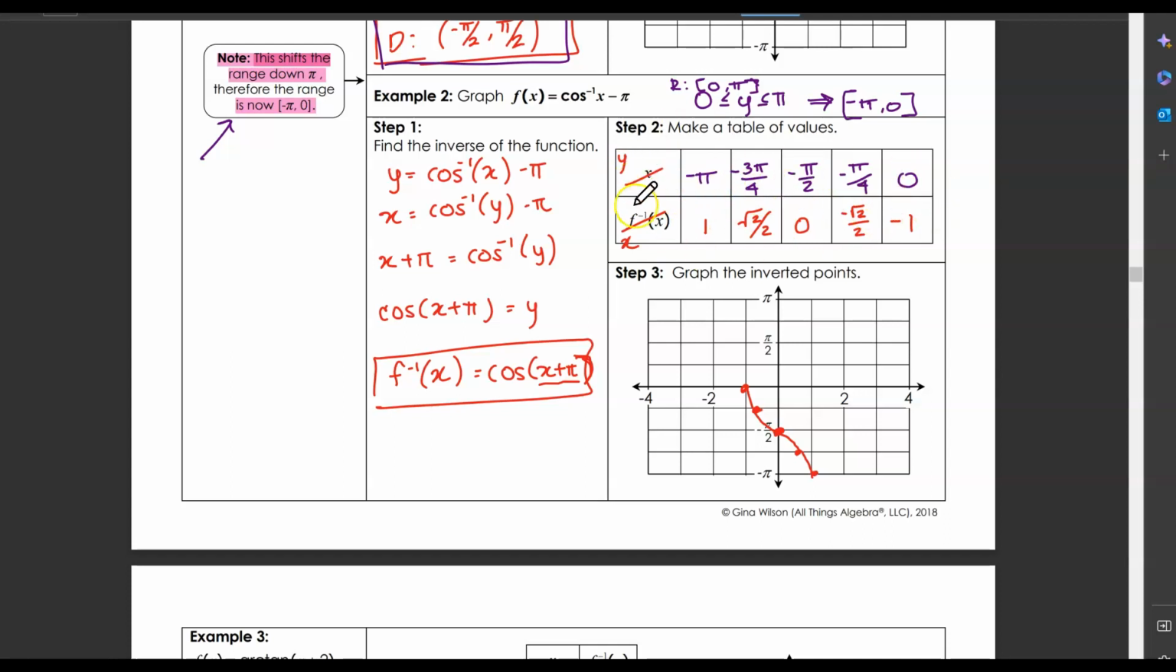Now to graph it, remember, we're going to swap the y and the x, and we're going to graph it backwards. So here is that point, negative 1, negative pi.